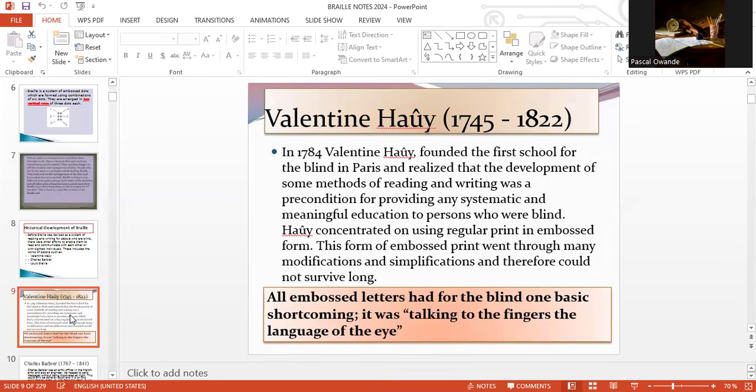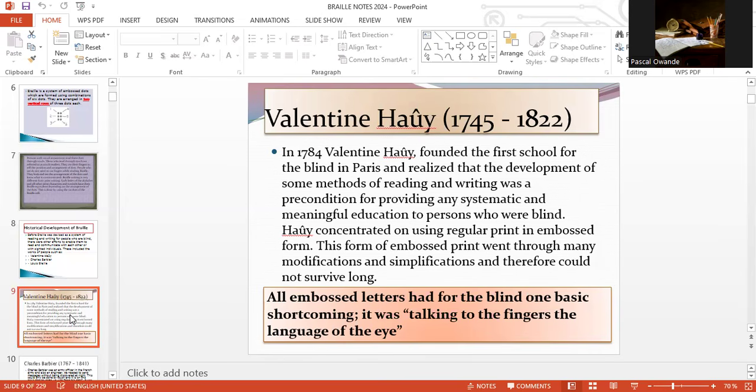So Valentine Hauy, that is between the year of 1745 and 1822, we say that in 1784, Valentine Hauy founded the first school for the blind in Paris and realized that the development of some methods of reading and writing was a precondition for providing any systematic and meaningful education to persons who are blind, and therefore Hauy concentrated on using regular print in embossed form. This form of embossed print went through many modifications and simplifications, and therefore would not survive long.